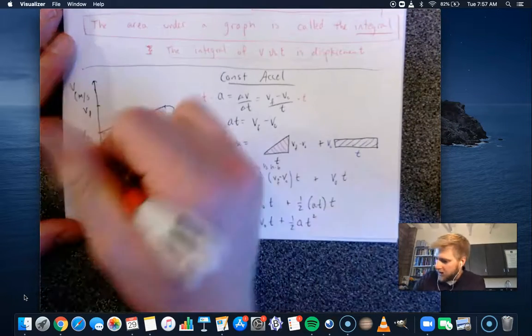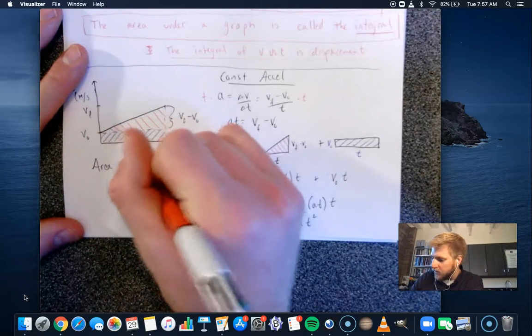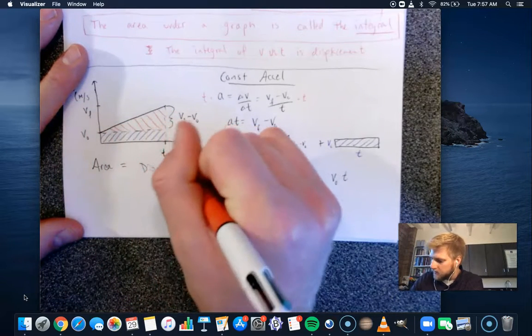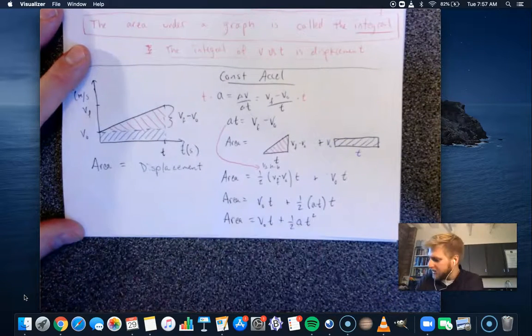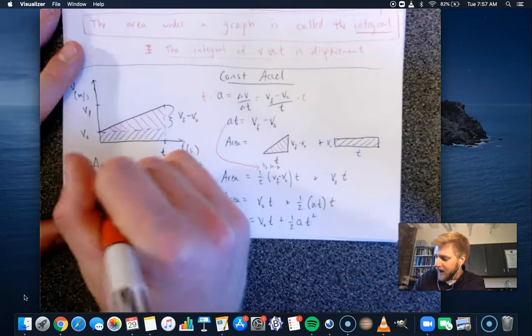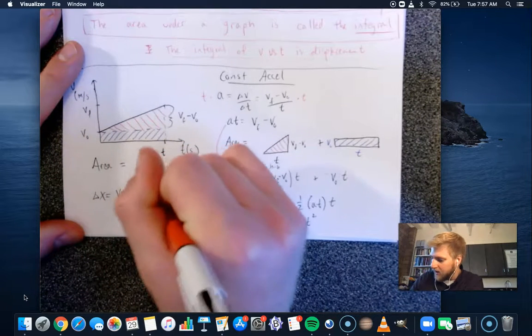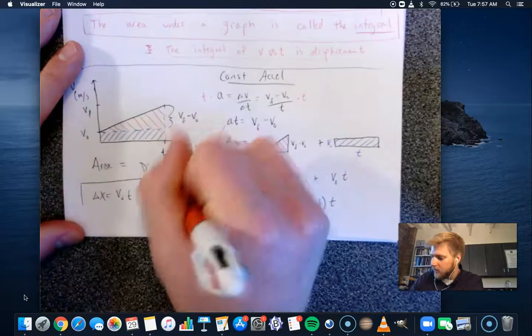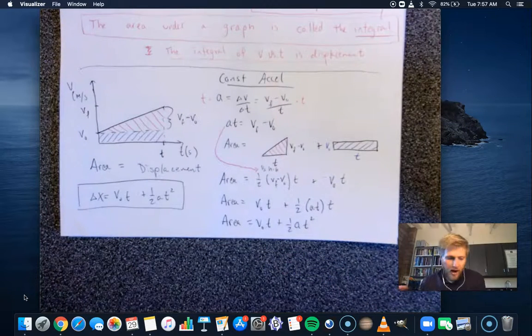Hey, look, the area equals displacement here. Believe it or not, we just proved our kinematics equation. We just proved this one here. So that is delta x equals v naught t plus 1/2 at squared. So that's a pretty interesting result. And as we're going to see, finding the area under a graph can be incredibly helpful to us.